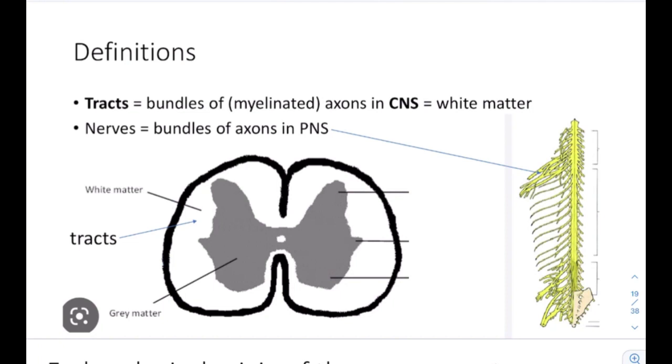Okay, let's talk about some other definitions. Like I mentioned earlier, bundles of myelinated axons in the CNS are tracts. So right here in the white matter, these are tracts. And then whenever we have bundles of myelinated axons in the PNS, the peripheral nervous system, we call these nerves, like the spinal nerves.